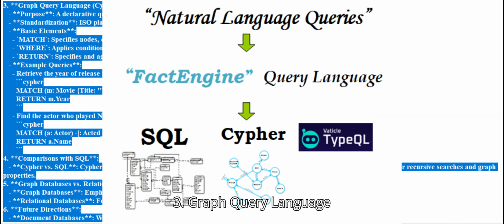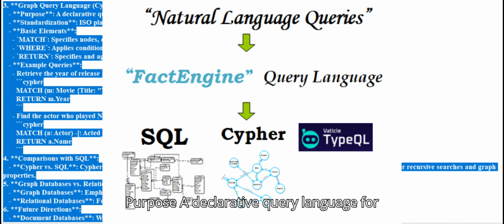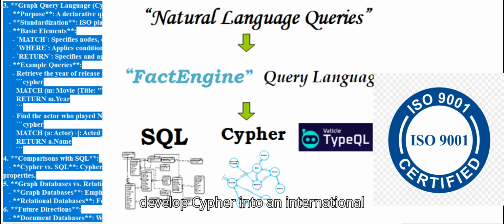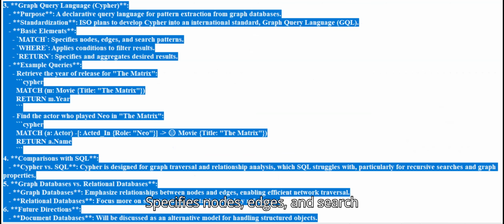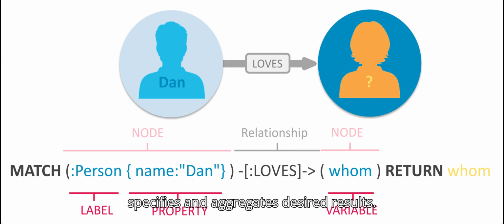3. Graph query language, Cypher. Purpose: a declarative query language for pattern extraction from graph databases. Standardization: ISO plans to develop Cypher into an international standard graph query language, GQL. Basic elements. MATCH specifies nodes, edges, and search patterns. WHERE applies conditions to filter results. RETURN specifies and aggregates desired results.